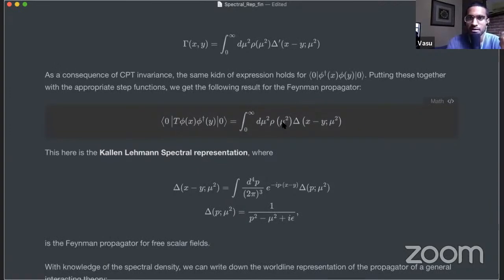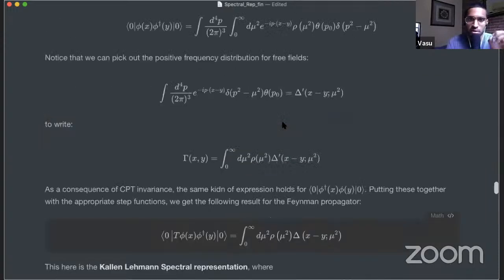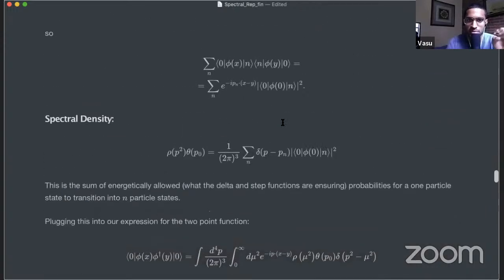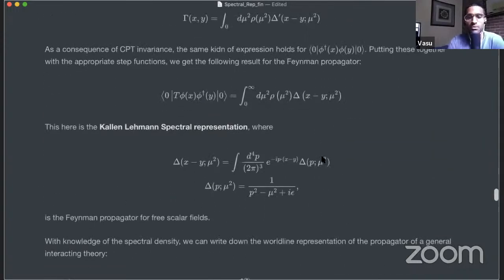Right? We knew at the world-line level what rho of mu squared is, the so-called spectral density. At the world-line level, it's the sum over energetically allowed transitions between a one and n particle state in the field theory, right? What we want is a definite way to compute it, given the two-point function. That's what we're building to.